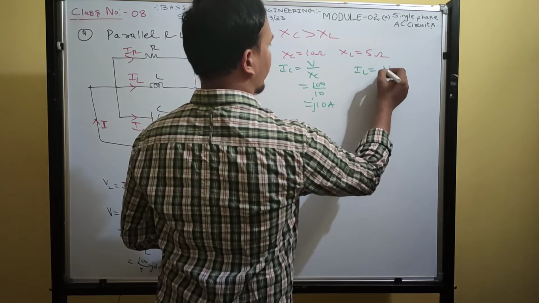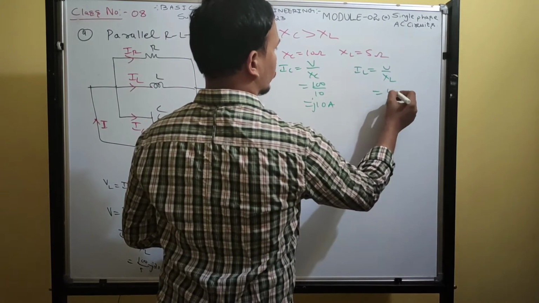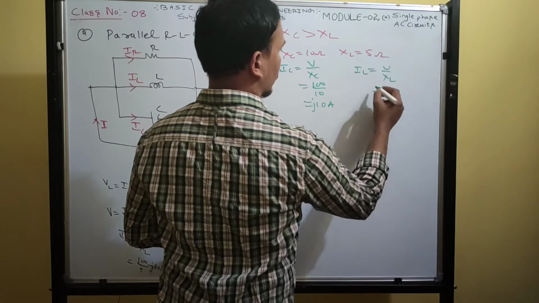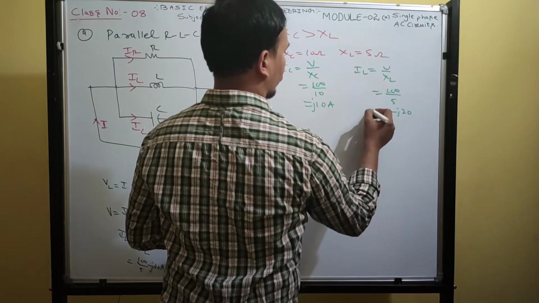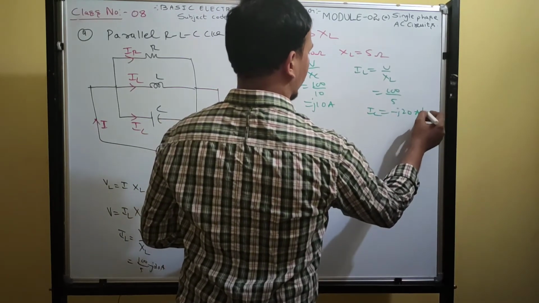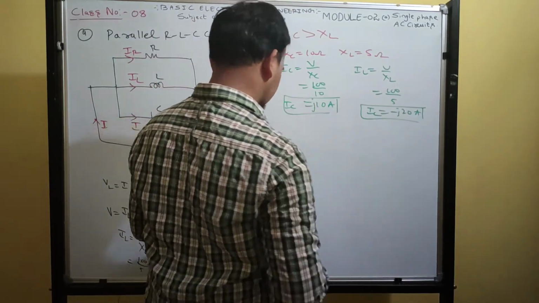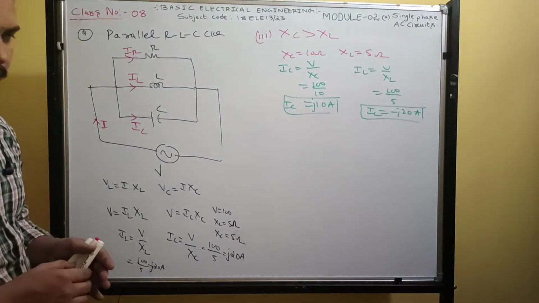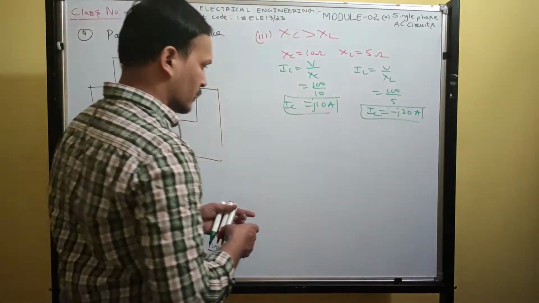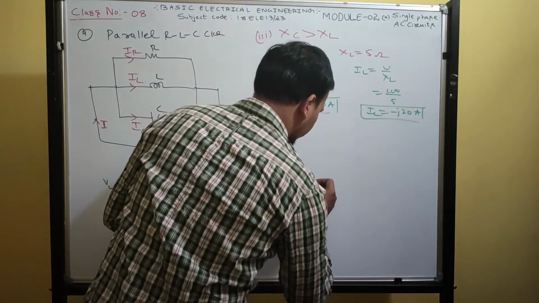Okay. What is IL? V by XL. So 100 by 5. Inductor now you write minus J. For current you write minus J, because current defines with respect to reference. Reference is voltage. See now, draw the phasor diagram.